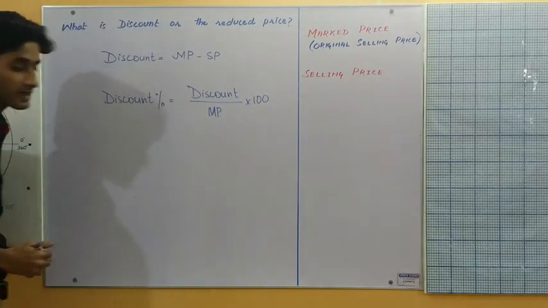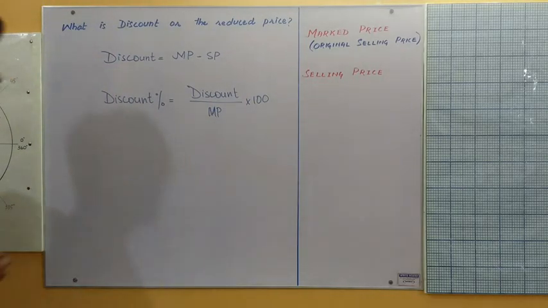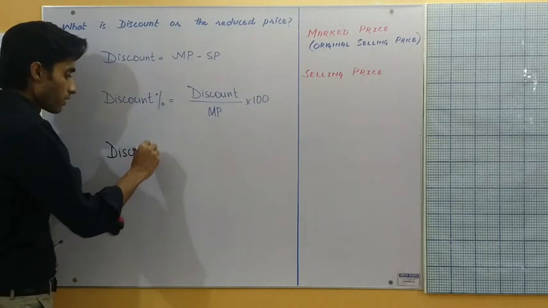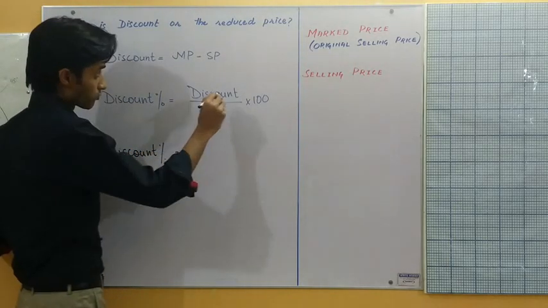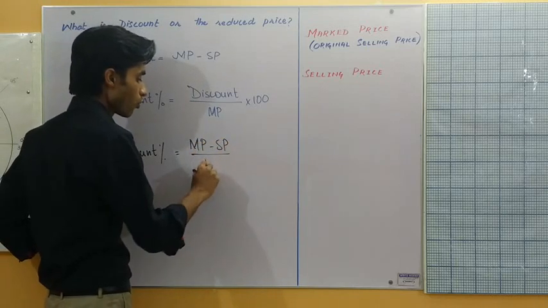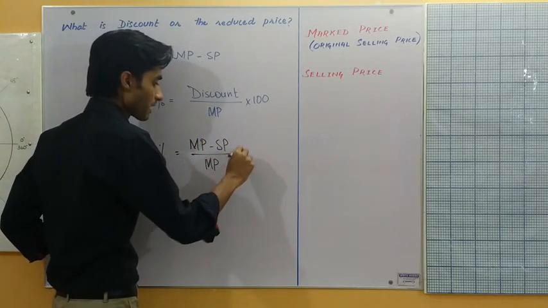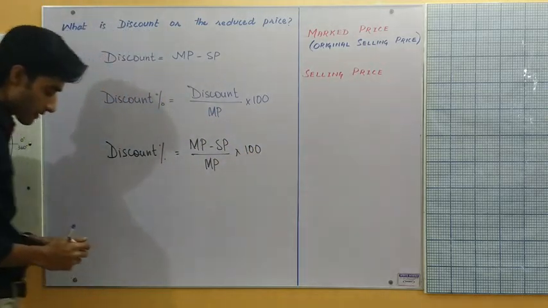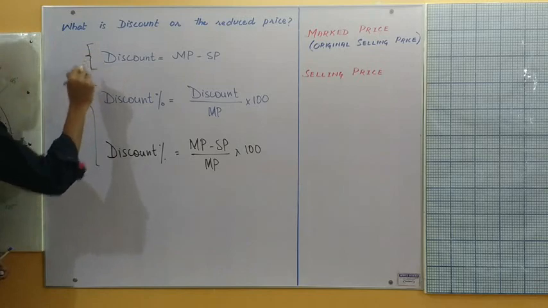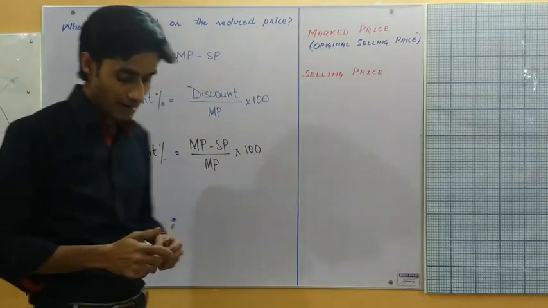This formula can either be written like this, or this formula can also be written in this form. Discount percentage is equal to, discount can be replaced with mark price minus selling price, over mark price, multiplied by 100. So these are the two formulas for percentage discount. I hope both the formulas are clear.